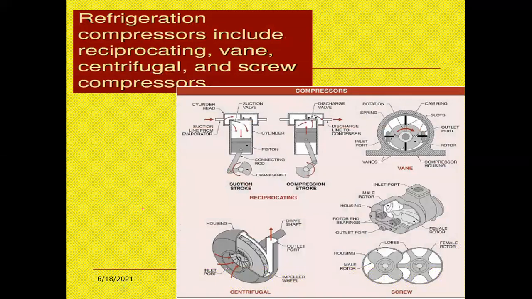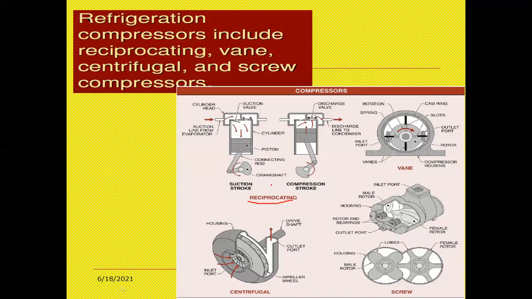Next, refrigeration compressors include various types of systems. One is the reciprocating type, vane type, centrifugal type, screw type, and other positive displacement types. Now we'll see each type of compressor in detail in this session and in tomorrow's session also. Now see the basic compressors, how they look. The commercial types of refrigerator compressors are reciprocating, centrifugal, screw type and vane type.